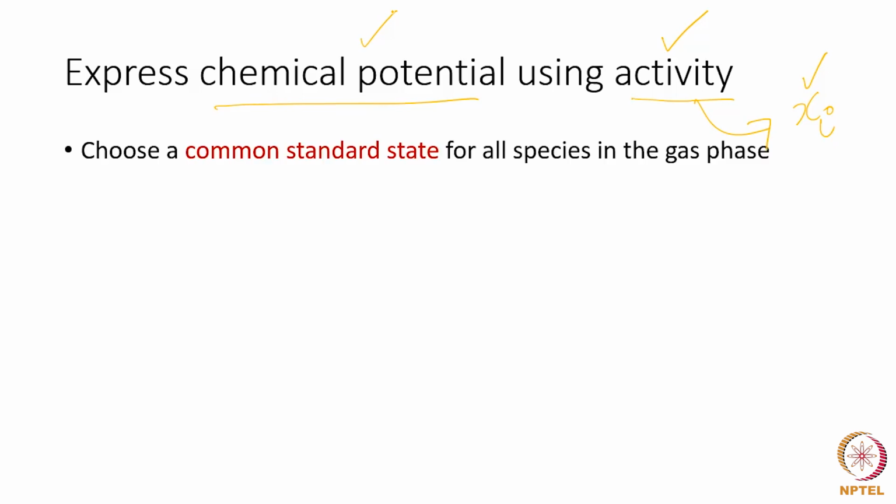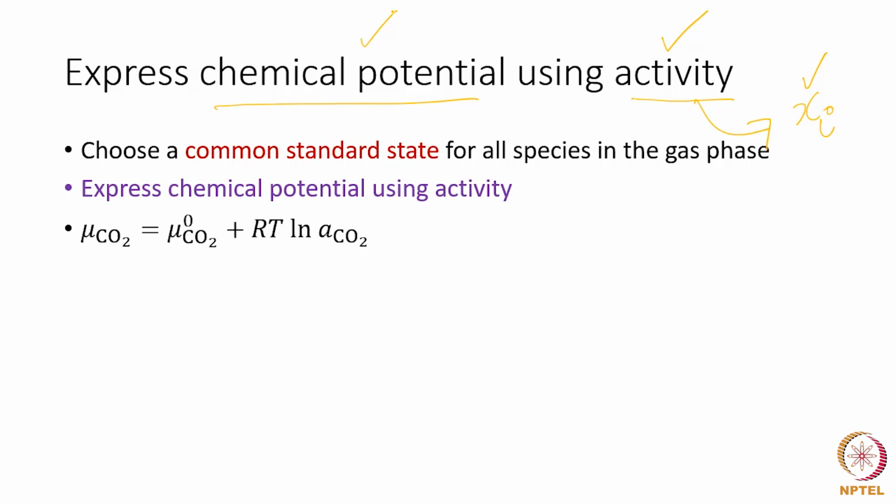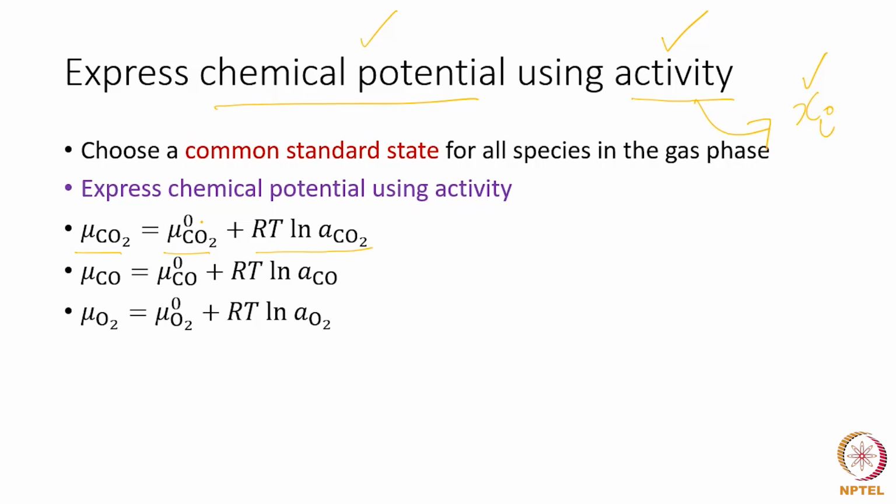It's very important to notice that when we write chemical potentials for all the 3 species, we have to choose a common standard state before we express them in terms of the activities. Okay, and that's what we write here. So the chemical potential of CO2 is written as the standard chemical potential plus RT ln a_CO2. The standard chosen here must be consistent with the other 2 species also. So we write the 3 chemical potentials in terms of the 3 activities as illustrated here.